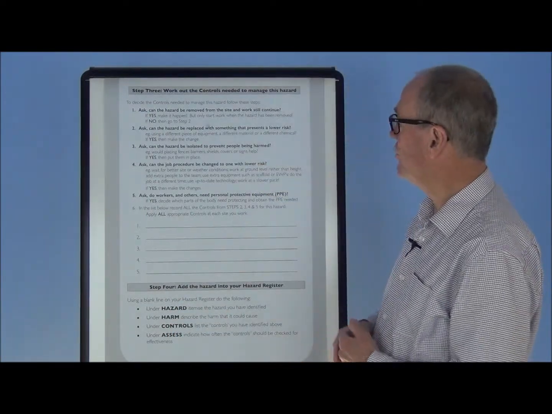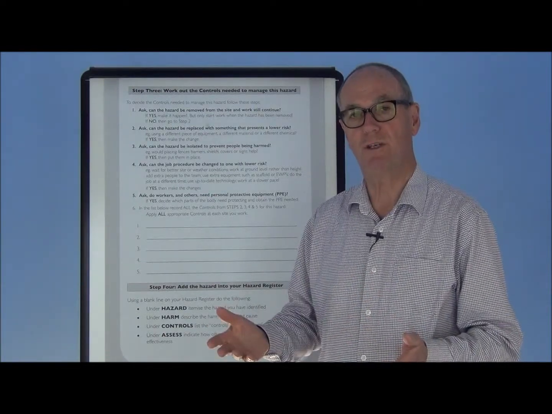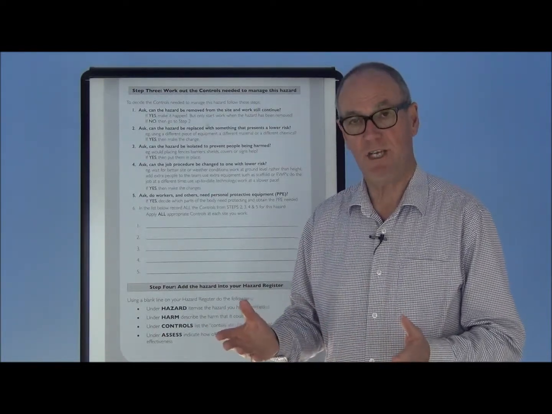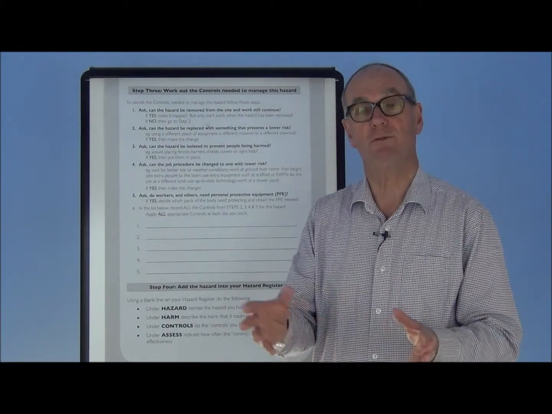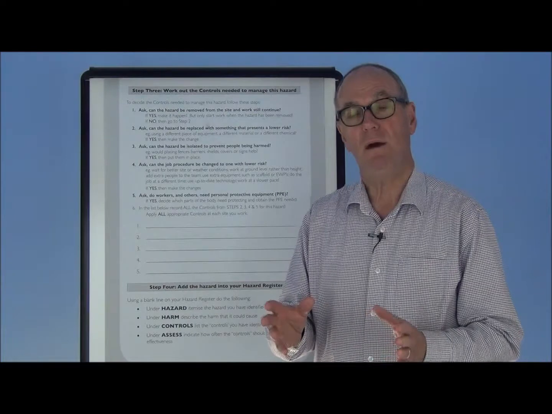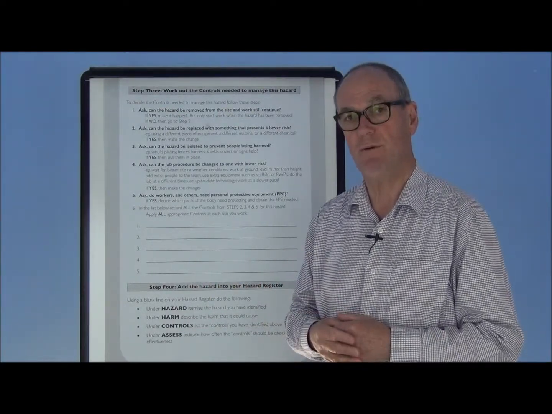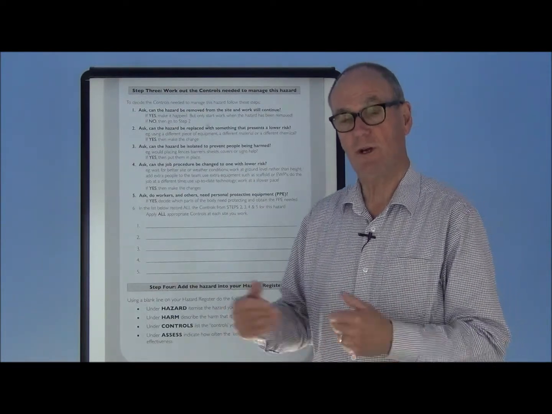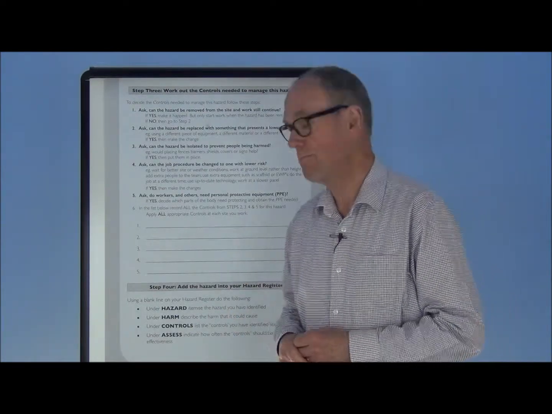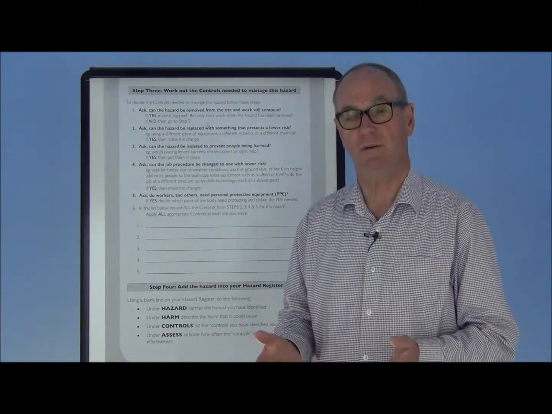Step 4, can the job procedure be changed to produce one with lower risk? Well, again, that has some potential as well. Maybe the timing of the job, when we're doing it, when the animal's not there, or maybe by involving the client in assisting us to manage that particular animal, that can be part of a procedure change that will work in this particular situation. And the 5th question, can personal protective equipment help here?